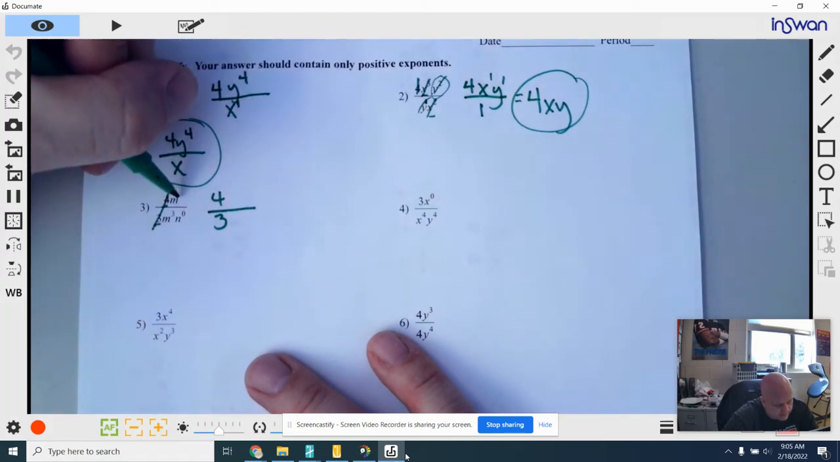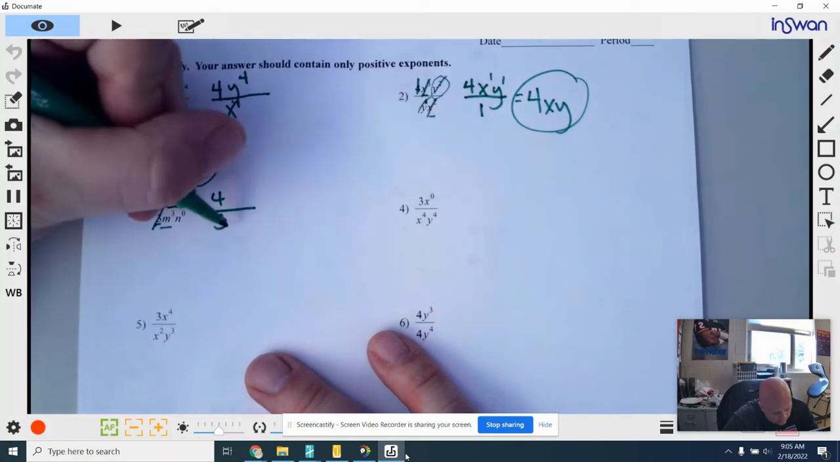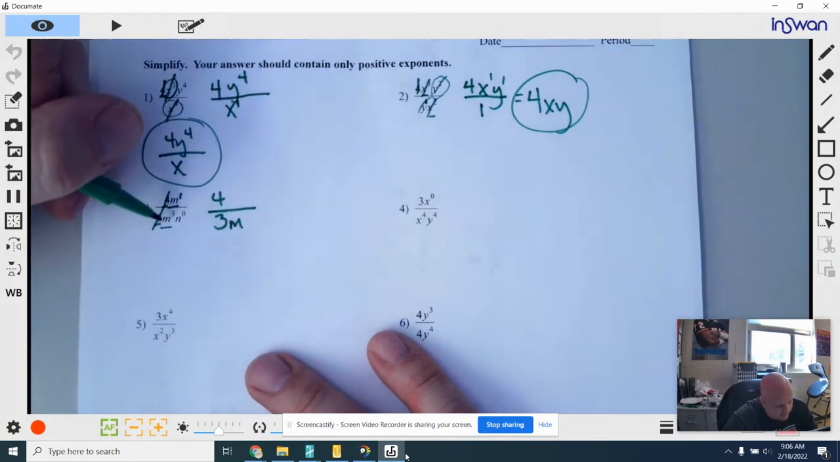And then up top, here's an m. Well, that's really just one m. And you got 3 of them on the bottom. So there's more on the bottom. How many more?